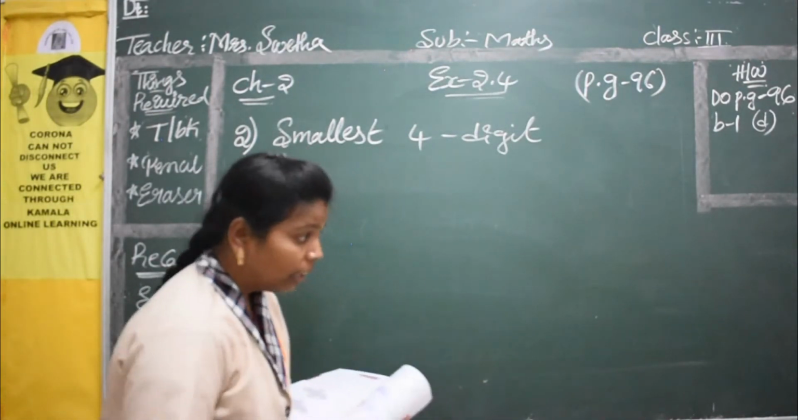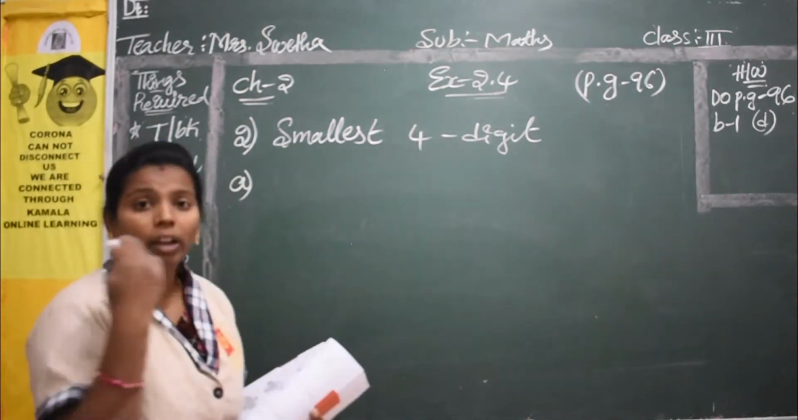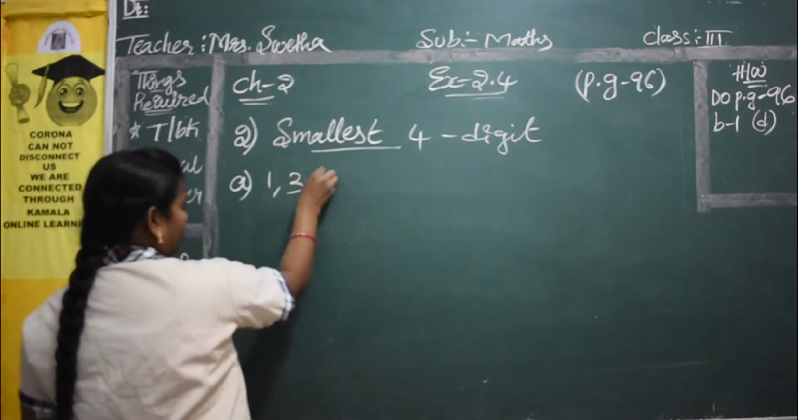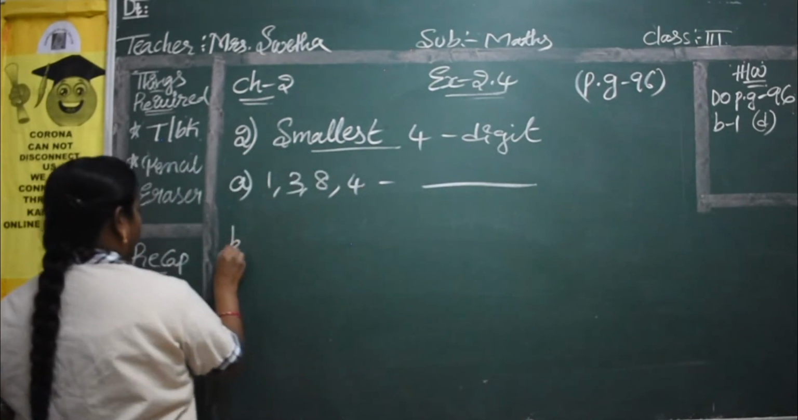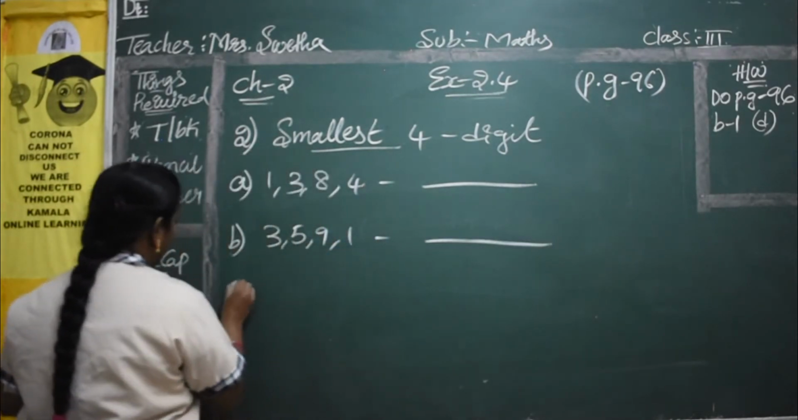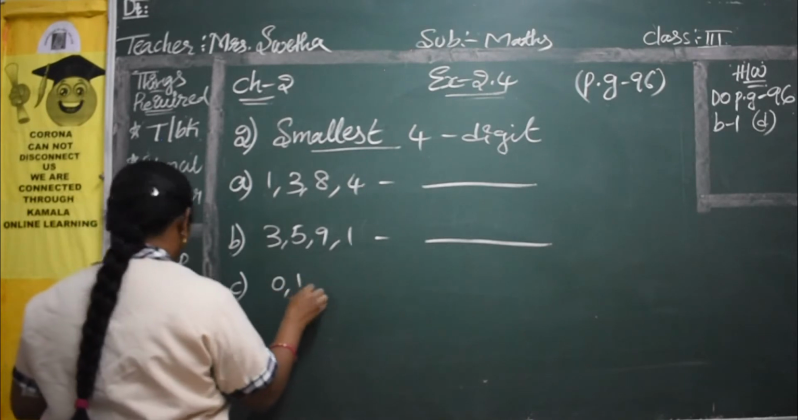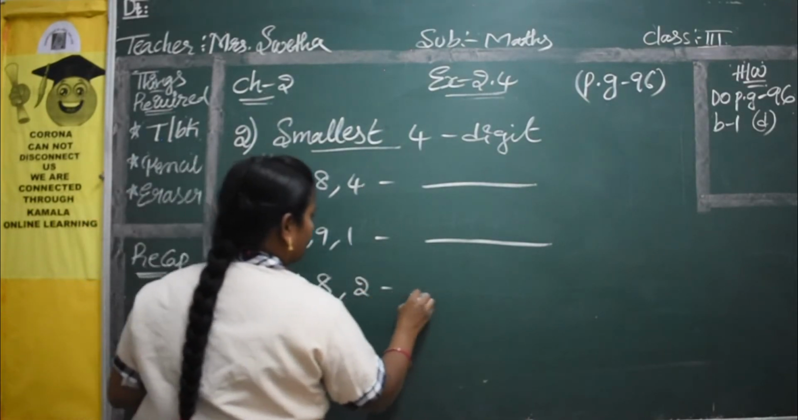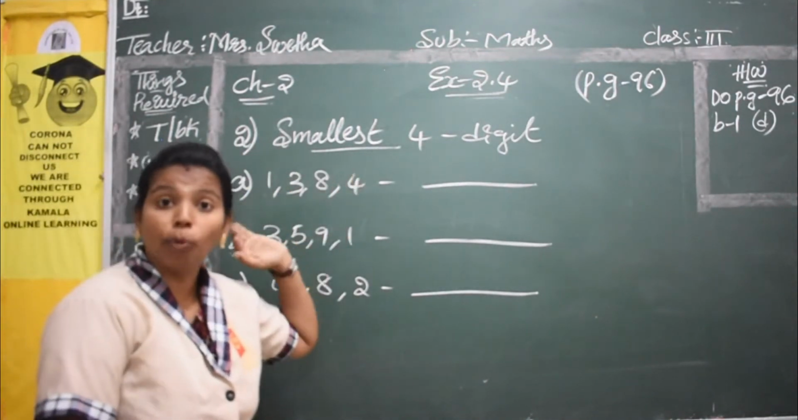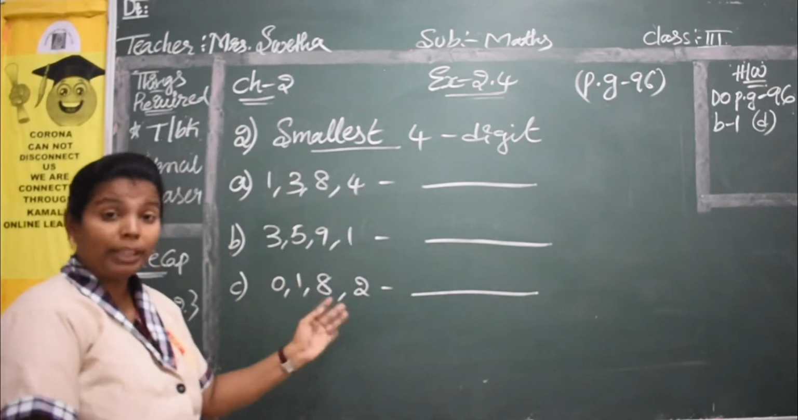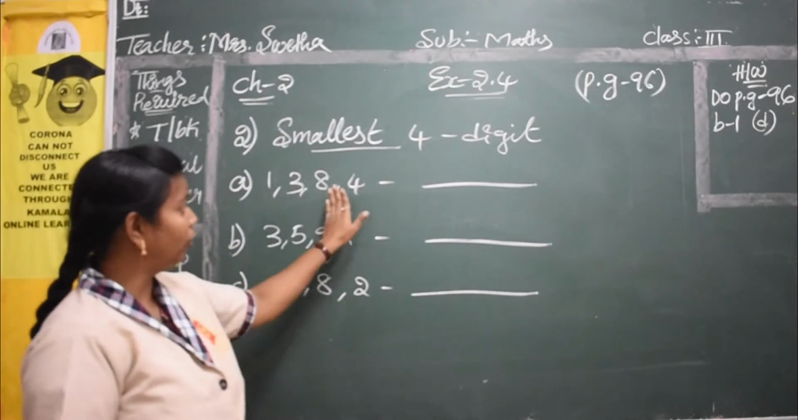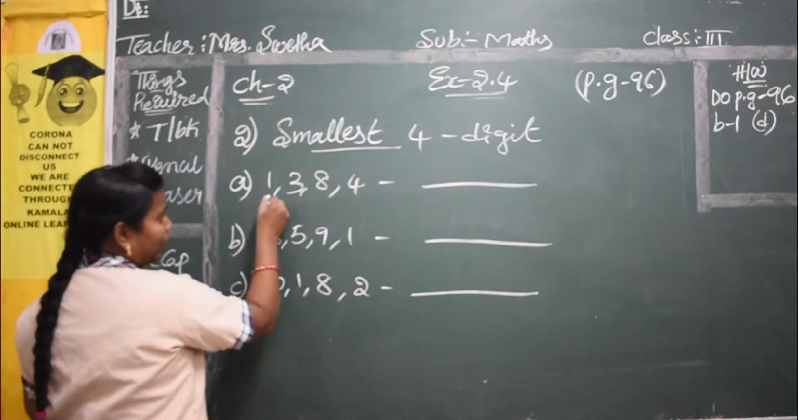In this, as you are making the smallest number, you have to always take out the smallest number only. So first we will write the digits. You can see, children, in the second bit you are framing the smallest 4-digit number. Smallest means from any set of numbers you have to pick the smallest number. So here you have 4 digits, 1 3 8 4.